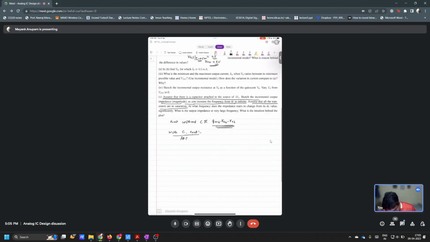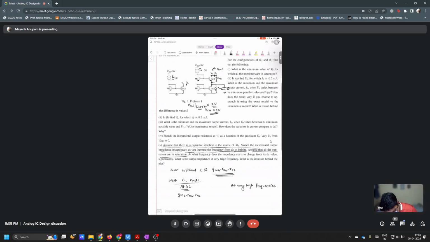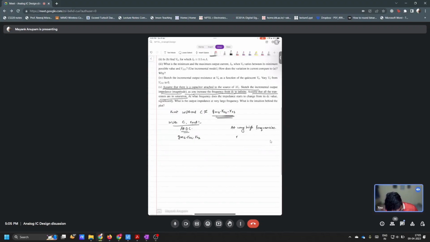So at DC, what is R out? Again the same, gm4 times ro4 times ro2, right? Now at very high frequencies, we'll get into exactly how high, but let's say at very high frequencies, what should be the output resistance here? ro4. Right, exactly. So it should be only ro4, correct?